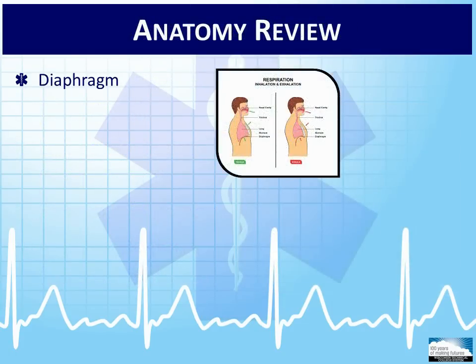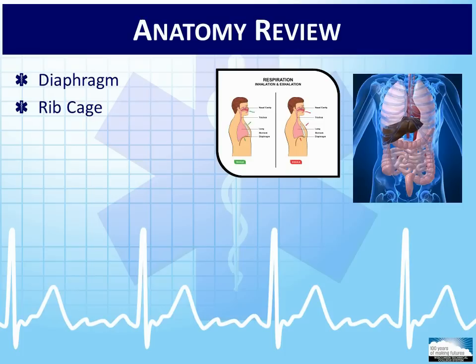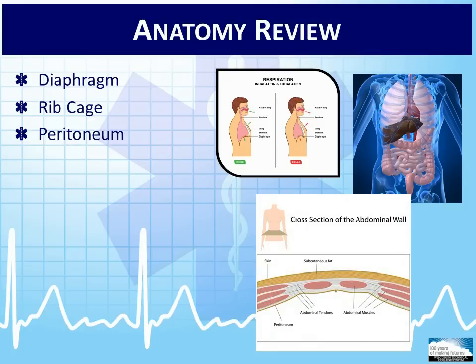The diaphragm is the dividing line between the thoracic and abdominal cavities. The rib cage extends down from the chest, thorax, into the upper abdominal quadrants, providing some protection over a portion of the liver on the right and the spleen on the left. The peritoneum refers to 2 similar membranes, the parietal peritoneum, which lines the abdominal cavity itself, and the visceral peritoneum, which covers the abdominal organs.